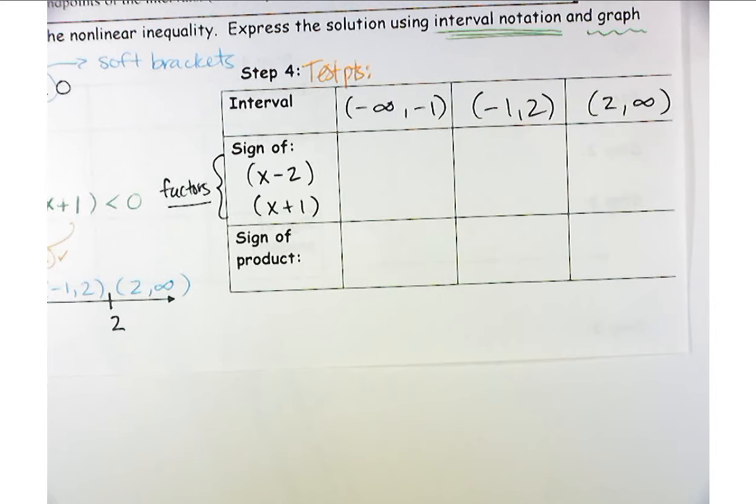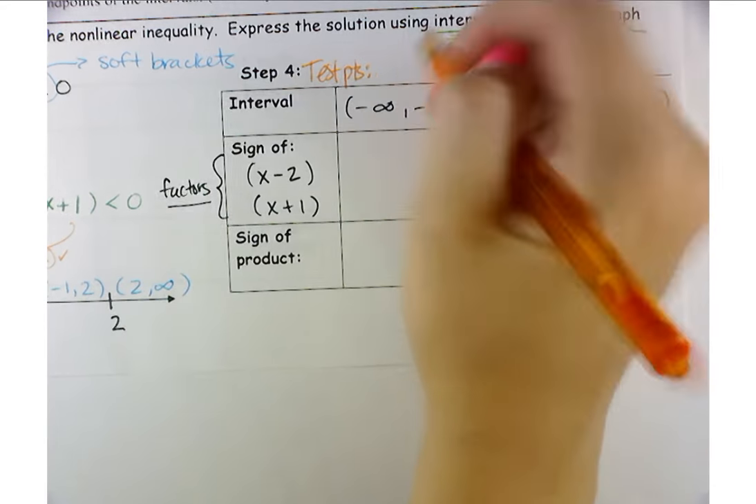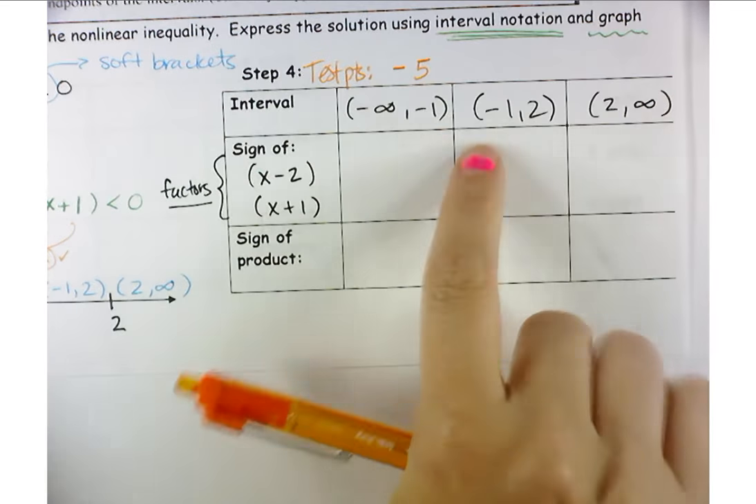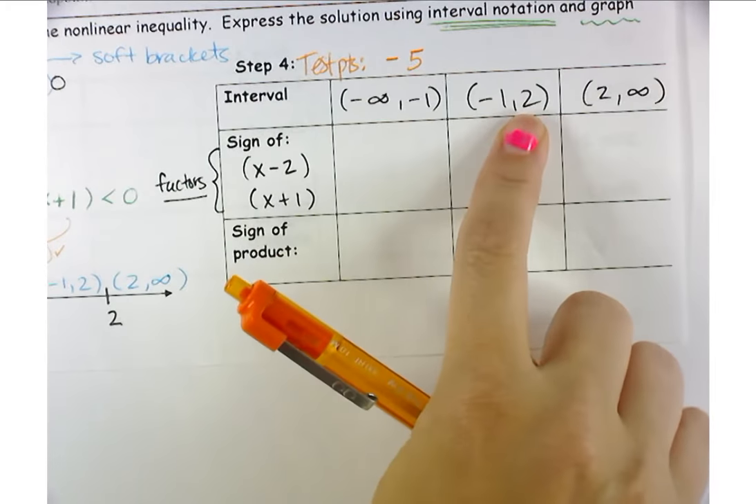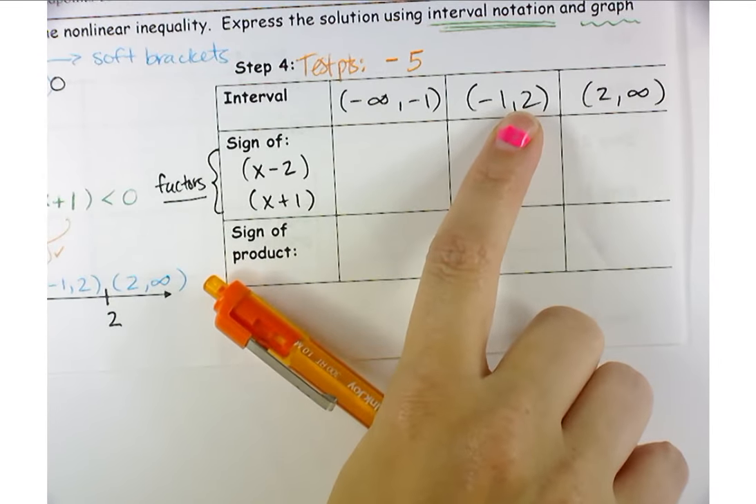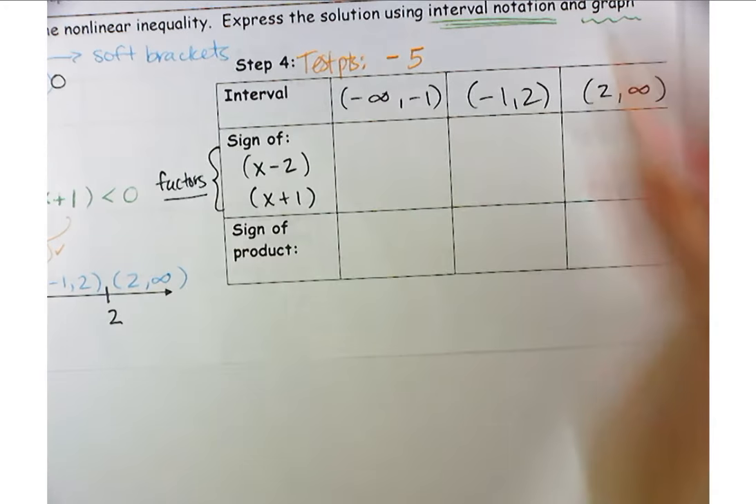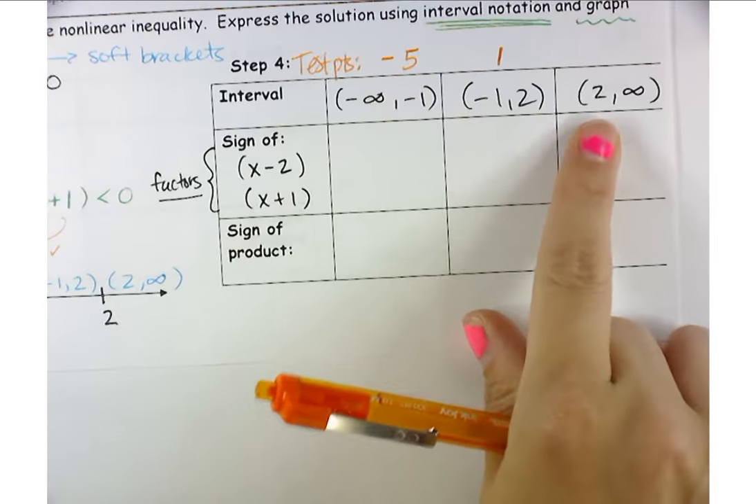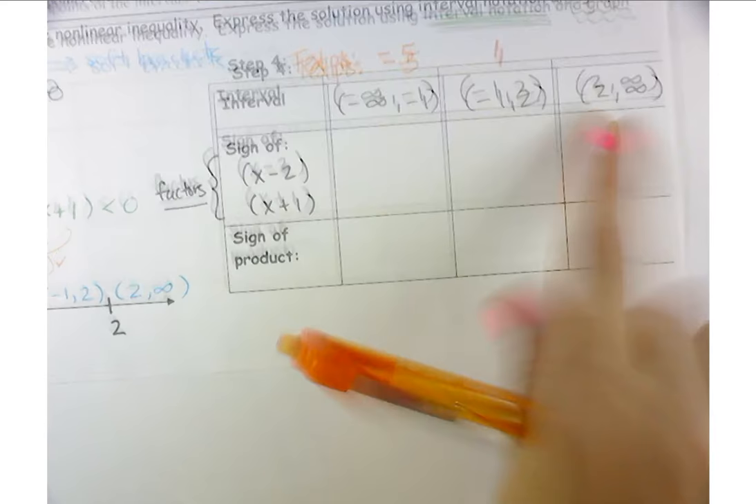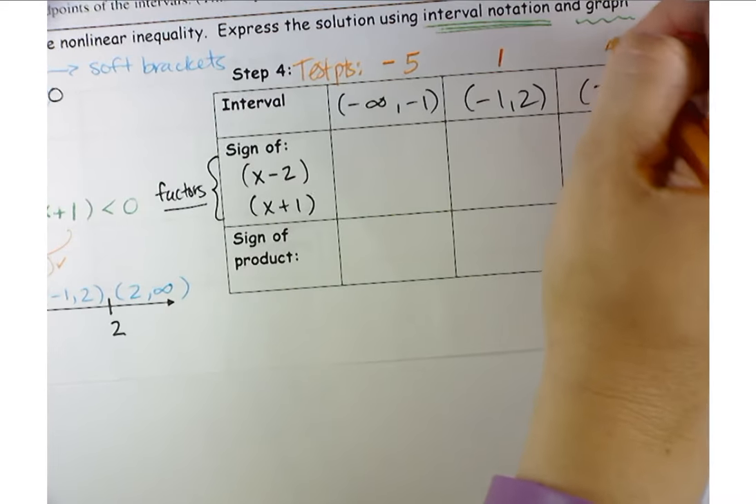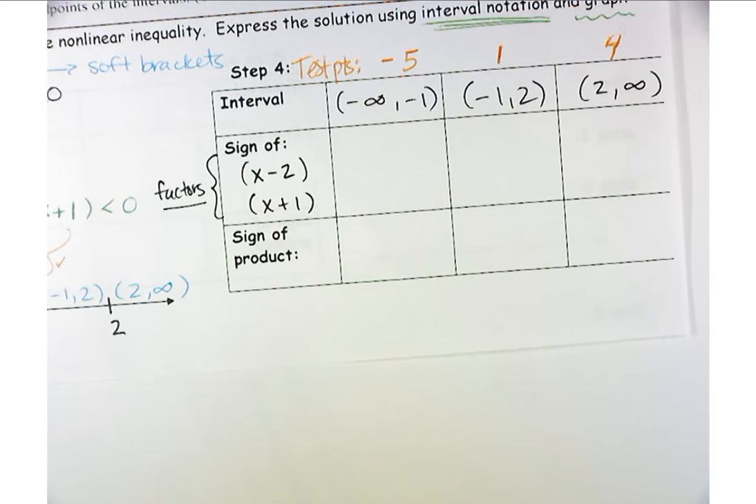So this is negative infinity to negative 1. Okay, Brigitte, what's a number from negative infinity to negative 1 that you want to try? Negative 5, sounds good. Okay, let's look at our second interval, negative 1 to 2. Julia, what's a good number between negative 1 and 2? Okay, 1, good. And then Sam, can you help me out with my last one? 4. Okay, good. Something had to be bigger than 2 all the way up to infinity. Questions about how we're choosing the test points? It can be any number in that interval.